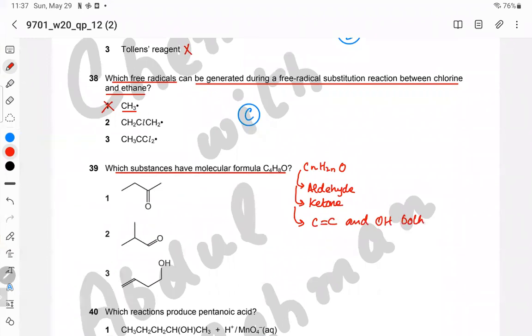So if you look at first one, it have a 1, 2, 3, and 4 carbon, and it's a ketone. So it means it have this formula. If you look over here, 1, 2, 3, and 4, there are 4 carbons, and it's an aldehyde. So it also have this formula C4H8O. And if you look over here, 1, 2, 3, 4, there are 4 carbons, and it have a carbon-carbon double bond and OH both. So it means this compound also have this formula. So our correct option will be A in this case. Yes, is it clear to everyone?